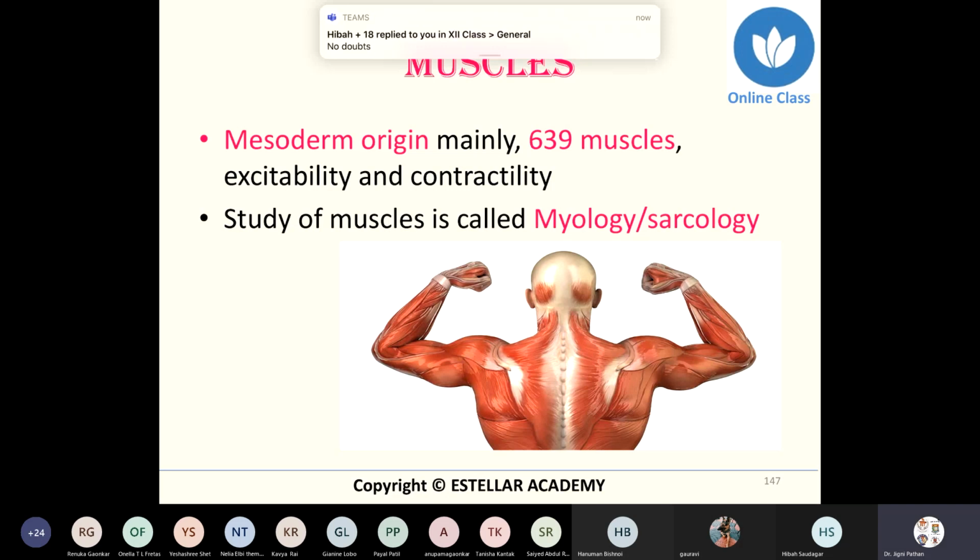So we are done with the epithelial tissue. We're done with the connective tissue. Very, very important part of your exam. I want each and every one to refer to the NCERT book along with my notebook, and make a summary of epithelial and connective tissue and email it to me, please.